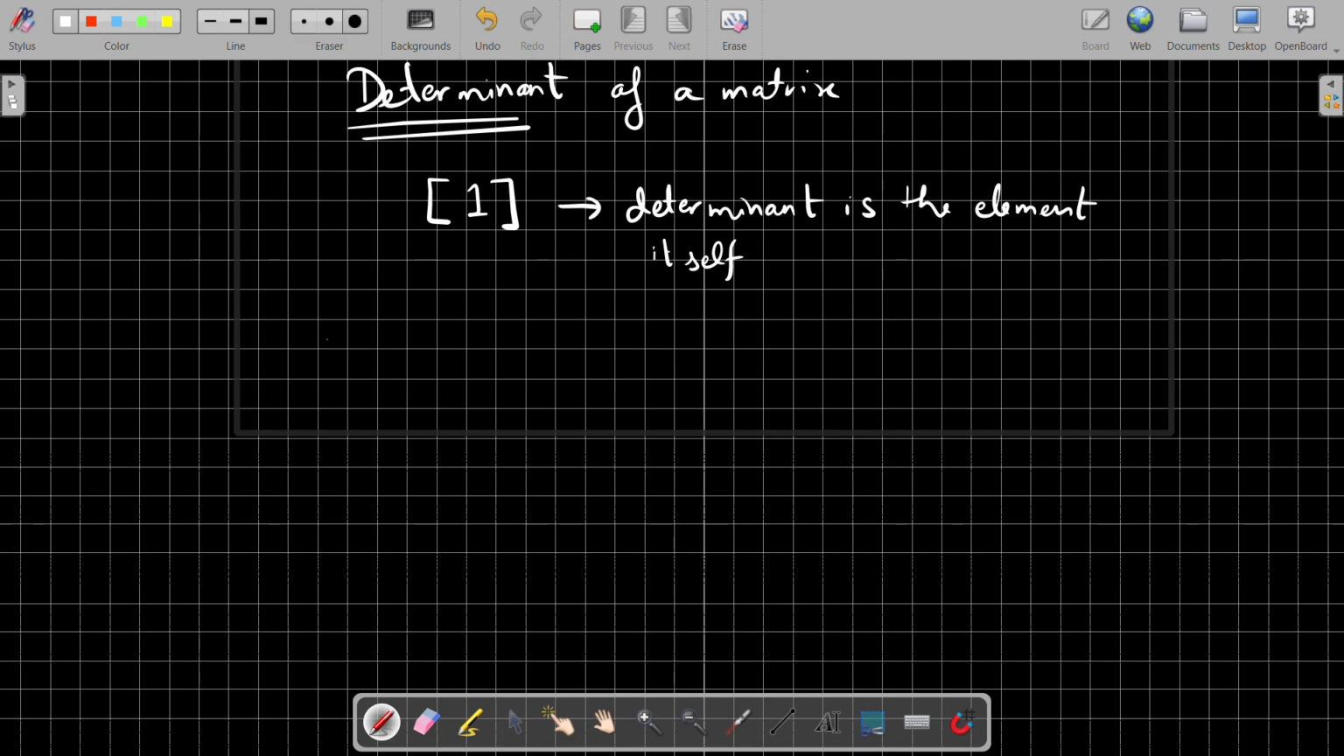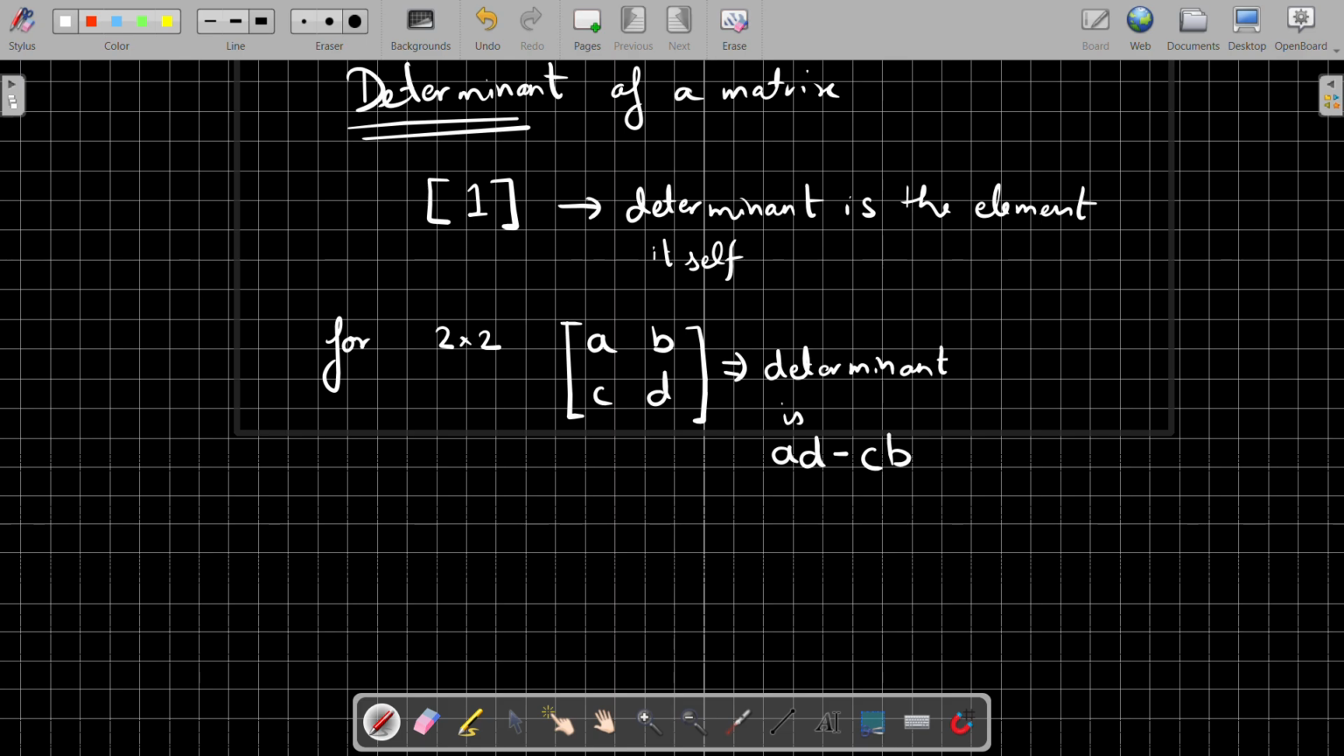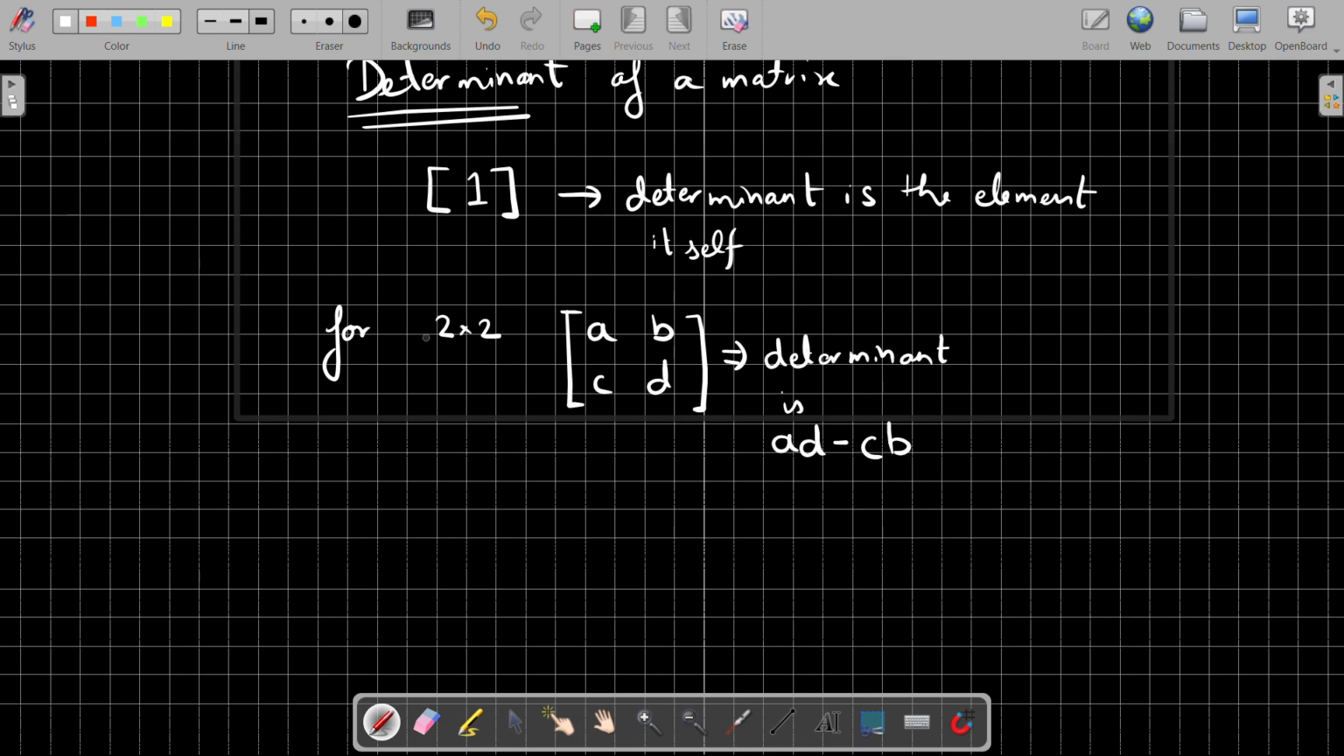For a 2 by 2 matrix, let's say the terms are A, B, C, D, then the determinant is A times D minus C times B. So first off, we need to have these two things absolutely clear.